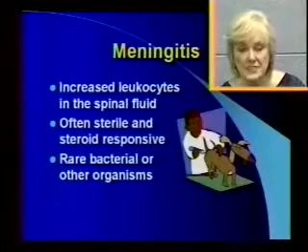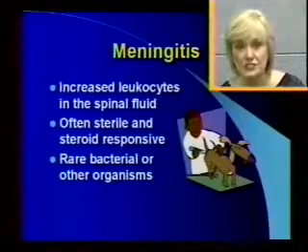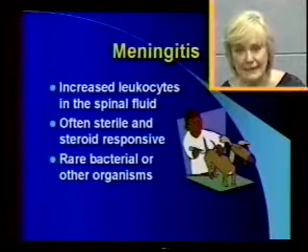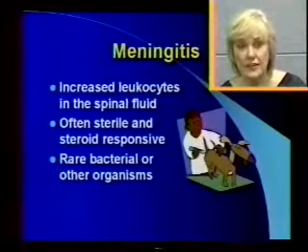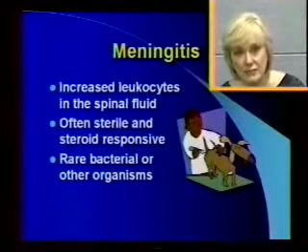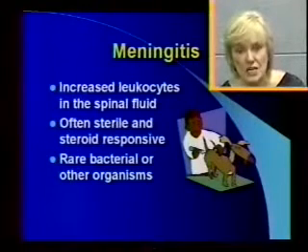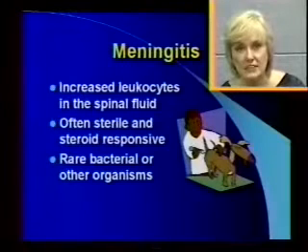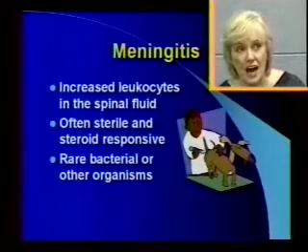Now, normally there should be 6 or less white blood cells in the spinal fluid. So if we see any more than that, we are concerned that we're dealing with some kind of inflammatory process. Now, to make things a little confusing, an acute intervertebral disc herniation can cause a little bit of inflammation in the spinal fluid too. So if there is just a small elevation of white cells, then we probably need to do some further tests to look and see if we're dealing with an intervertebral disc.